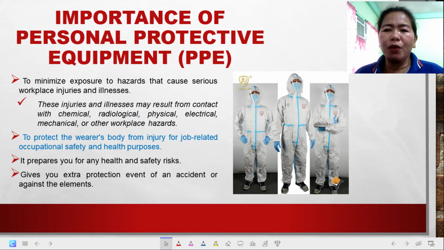Second is to protect the wearer's body from injury, especially for job-related occupational safety and health purposes. Number three, it prepares you for any health and safety risk. So, when you are wearing the PPE, meaning this will be worn before you have to face any hazards in your workplace. Number four, gives you extra protection in an event of accident or against the elements. So those are the different importance of the personal protective equipment or in short the PPE.